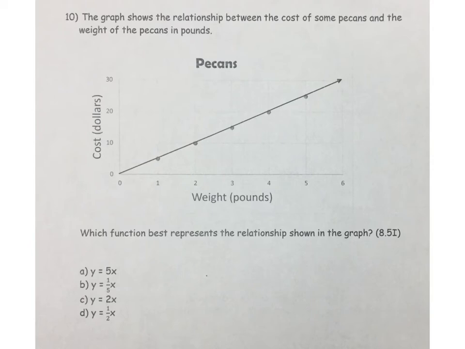Number 10. The graph shows the relationship between the cost of some pecans and the weight of the pecans in pounds. Which function best represents the relationship shown in the graph? Is it A, y equals 5x, B, y equals 1 over 5x, C, y equals 2x, or D, y equals 1/2 x?